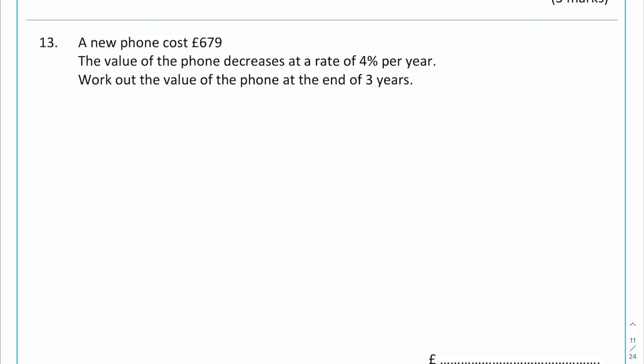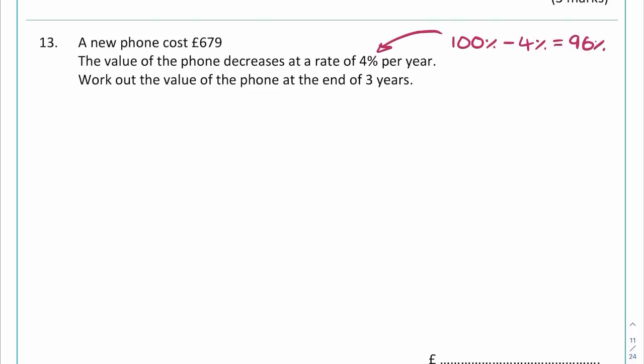So a new phone costs £679. So in year one, because it's at the end of 3 years, it's going to lose 4%. It's going to have a new value, it's going to lose 4% again. So if we were to use a non-calculator method, we'd have to work out 4%, take it off, and then work out 4% of the new amount, take it off and do it again. But for an actual calculator method, we're going to think about what percentage is left after 4% is gone. So if we do 100%, take away 4%, that leaves us with 96%.